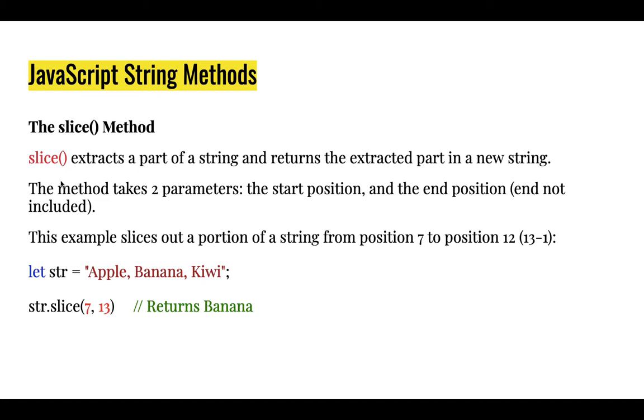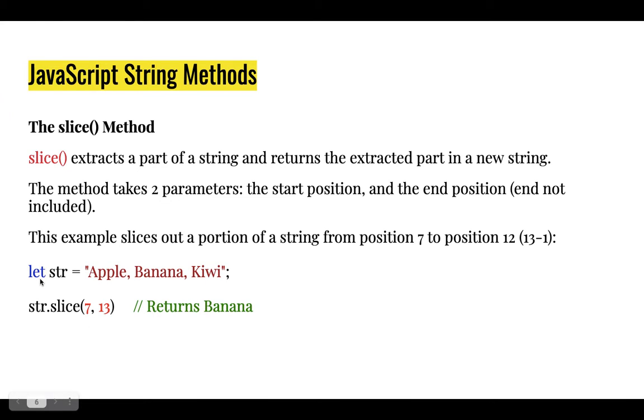The slice method takes in two parameters. The first parameter is the start position and the second parameter is the end position. This example slices out a portion of a string from position 7 to position 12.